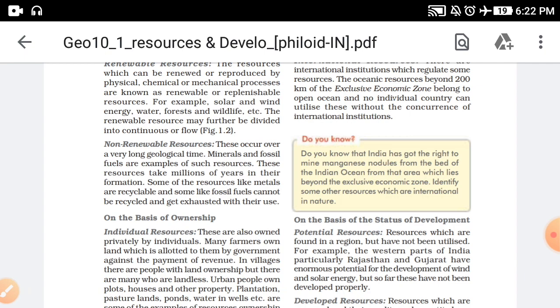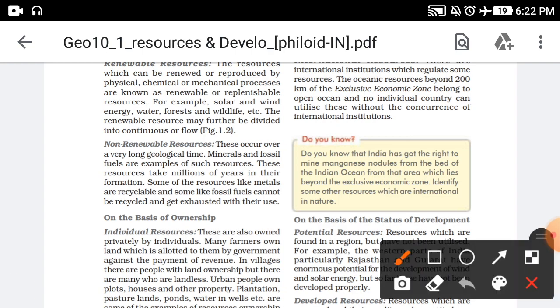Now, non-renewable resources are those which occur over a very long geological time. Example, minerals and fossil fuels are the examples of such resources, right? These resources take millions of years in their formation. Some of the resources like metals are recyclable and some like fossil fuels cannot be recycled and get exhausted with their use. So they are limited, right?